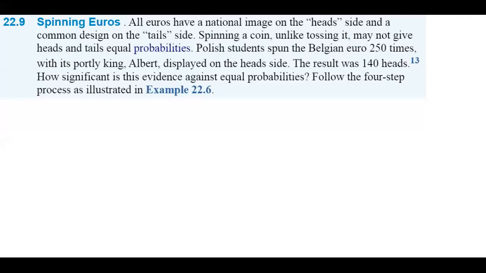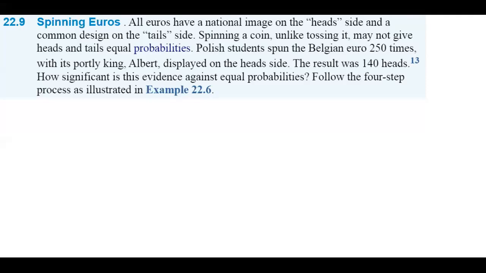Right, let's take a look at Chapter 22, Exercise 9. Spinning Euros. All Euros have a national image on the head side and a common design on the tail side. Spinning a coin, unlike tossing it, may not give heads and tails equal probabilities. Polish students spun the Belgian euro 250 times with its portly King Albert displayed on the head side.